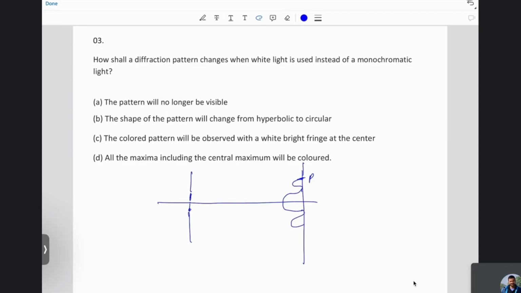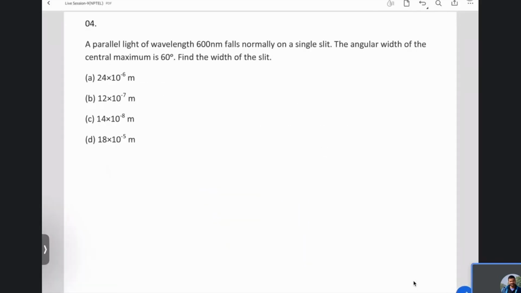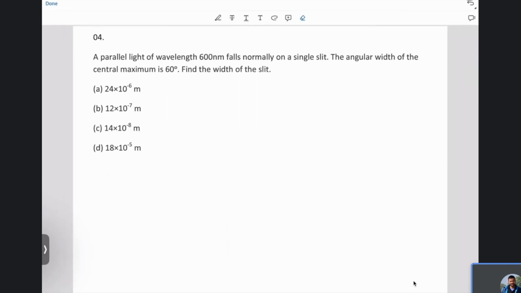Okay, yeah. So now, fourth problem. Here, a parallel light of wavelength 600 nanometer falls normally on a single slit. The angular width of the central maximum is 60 degree. Find the width of the slit.